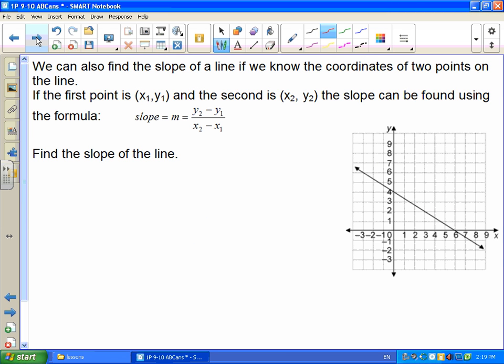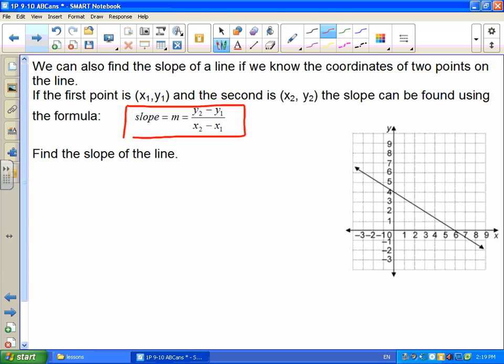We can also find the slope of the line if we know the coordinates of 2 points that are on the line. If the first point we call x1, y1, so x1 is our x coordinate, y1 is our y coordinate, and the second one has 2 numbers in here, x2 and y2, we can use this equation here to find the slope. The slope is y2 minus y1 over x2 minus x1. So let's take a look at how this works here.